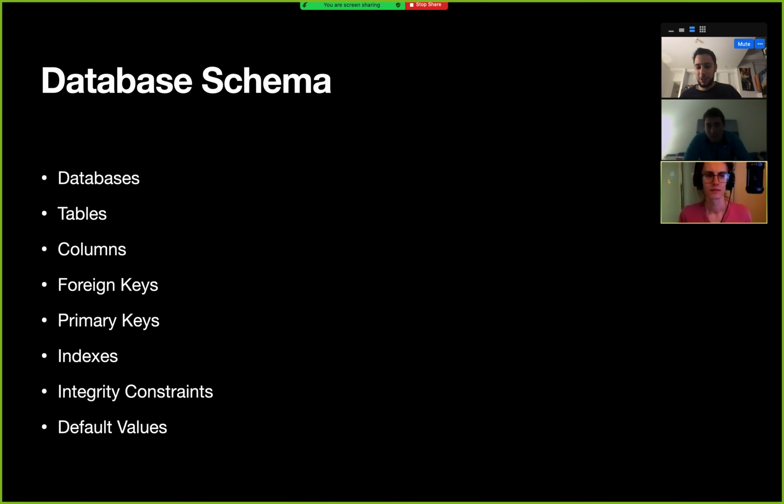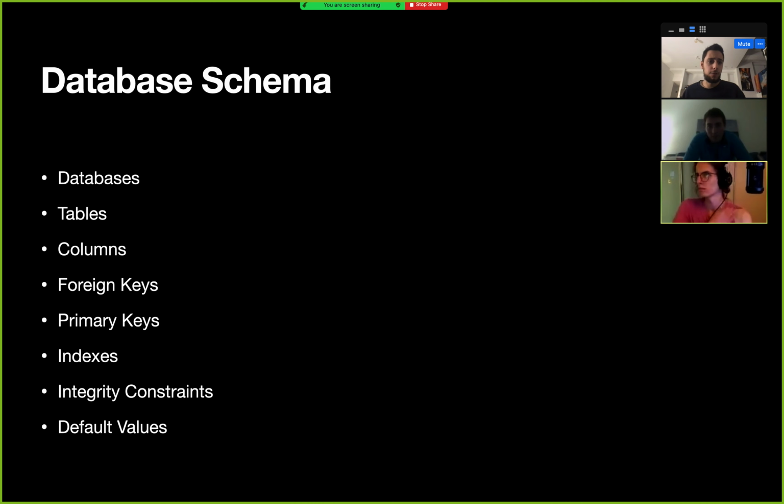Okay, so database schema. The schema includes, like what you create with your DDL. And the first layer is the databases. Remember, the whole time we've been talking about database management systems. One database is just a collection of tables and rules and maybe views and stuff like that. But you can have multiple databases in the same, let's call it namespace, if you will.